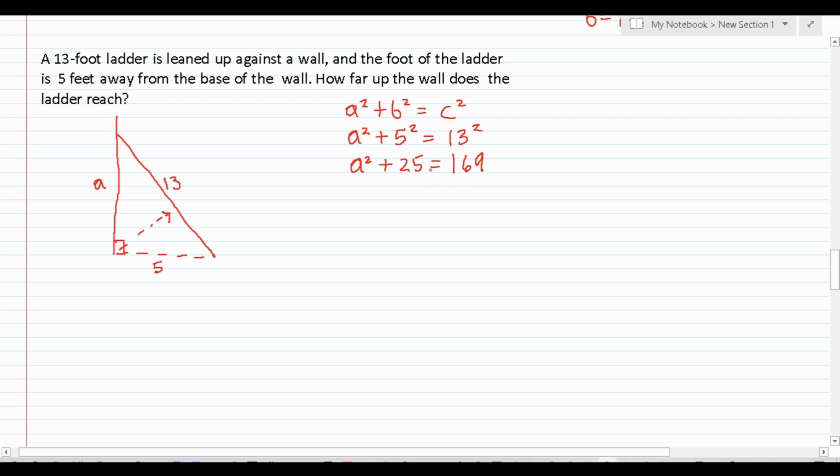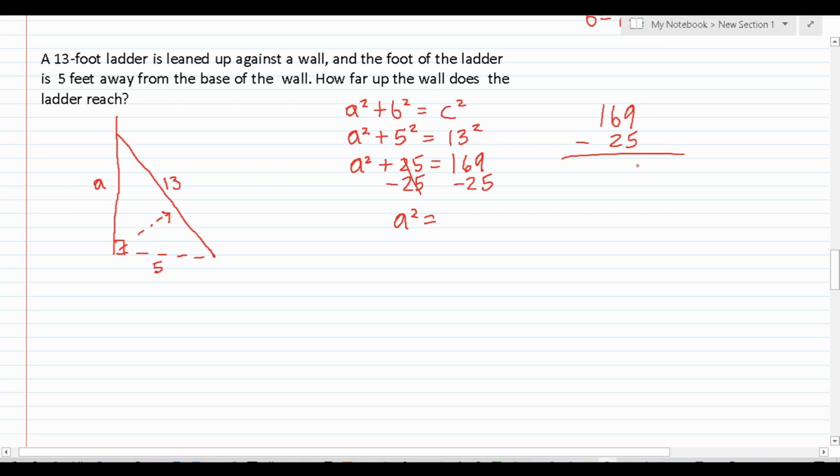Again, we're trying to solve for a squared, so we're trying to solve for a. So the next step is to get a squared by itself, which is going to prompt me to subtract 25 from both sides. This is going to cross out, leaving you with a squared equals 169 minus 25. In case we can't do that in our head, let's work it off to the side. As you do more and more of these practice problems, you'll just know what these values are going to be right away. But that said, let's work this one out.